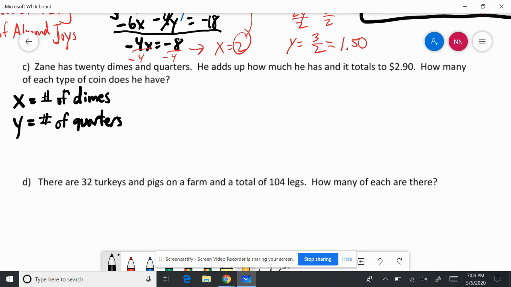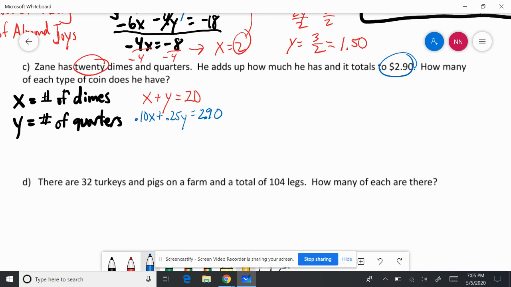So he adds up how much he has. Oh, I forgot the first part. Zane has 20 dimes and quarters. So X plus Y equals 20. Then he adds up how much he has, and it totals $2.90. Well, we know that a dime is 10 cents, and we know that a quarter is 25 cents. And that's $2.90.